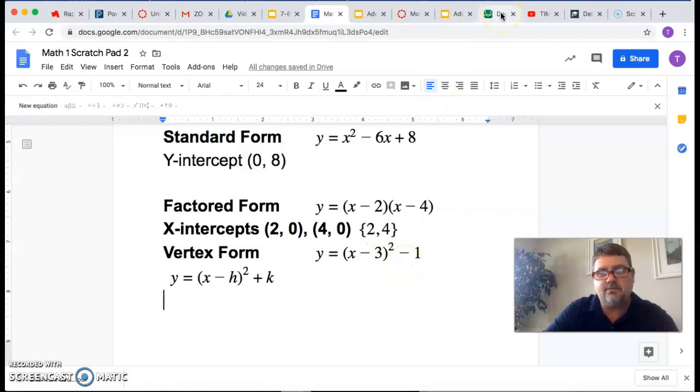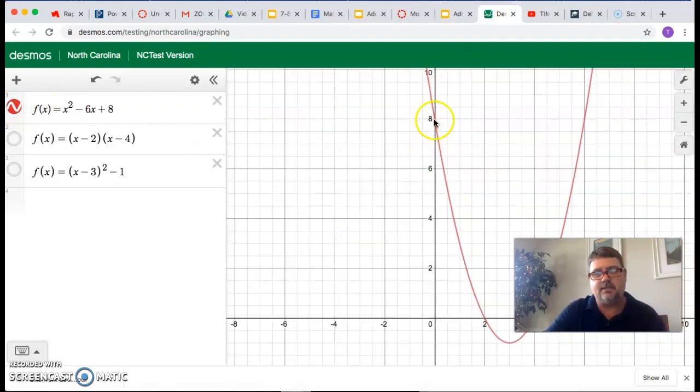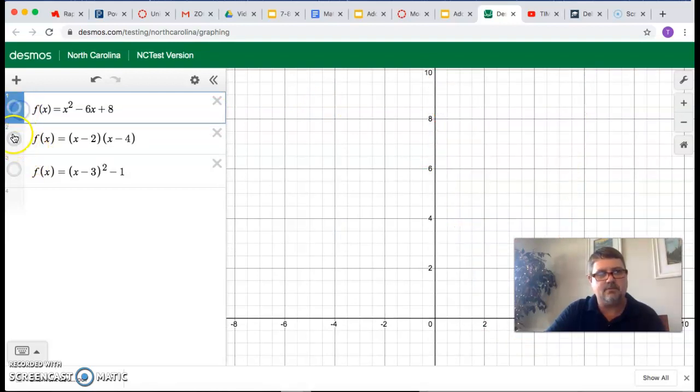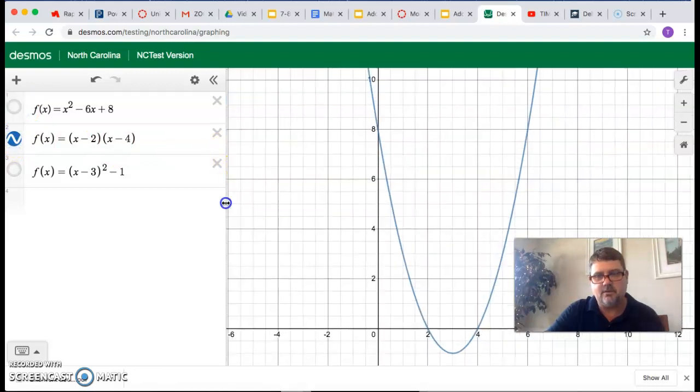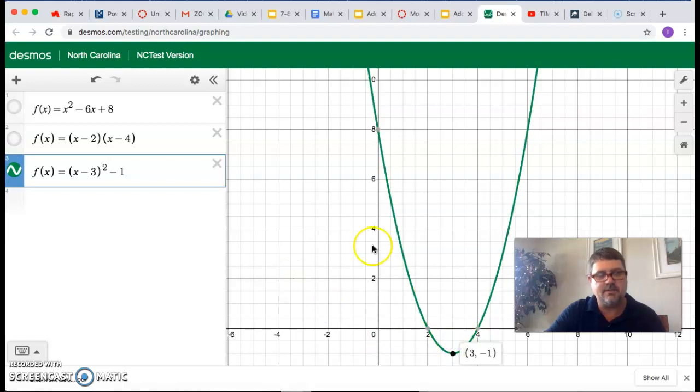But let's go to our Desmos and see if it pans out. Does it have a y-intercept at 8? Oh, indeed it does. And does this one have x-intercepts at 2 and 4? Oh, it sure does. Does this one have a vertex where we said it would be? At 3, -1, it sure does. Now, another thing you'll notice, they're all the same function. Look at that. Just different ways it's written. You can see different information.